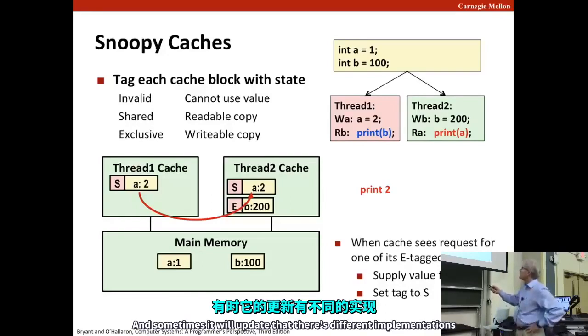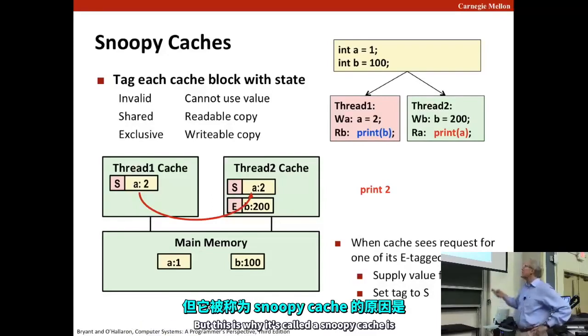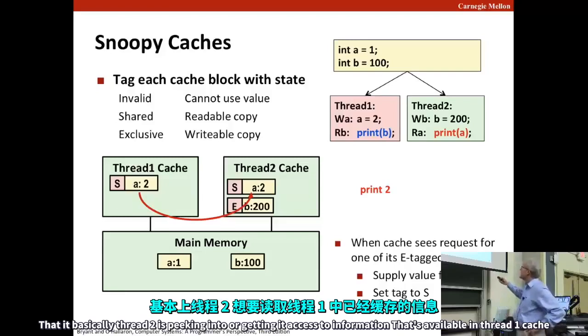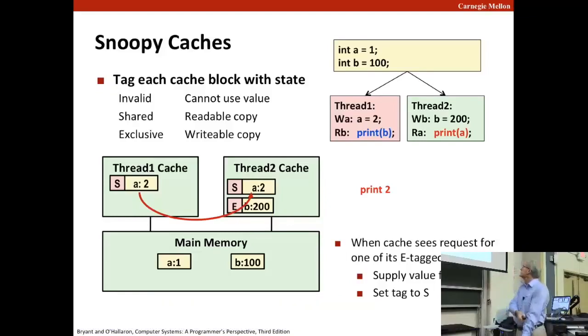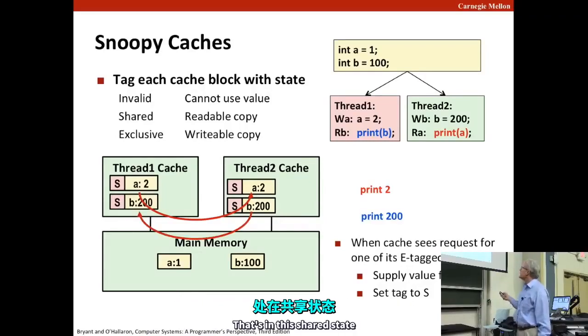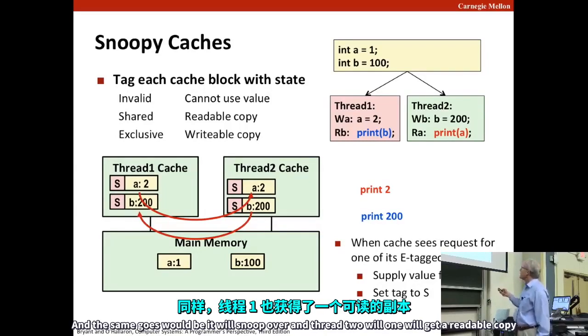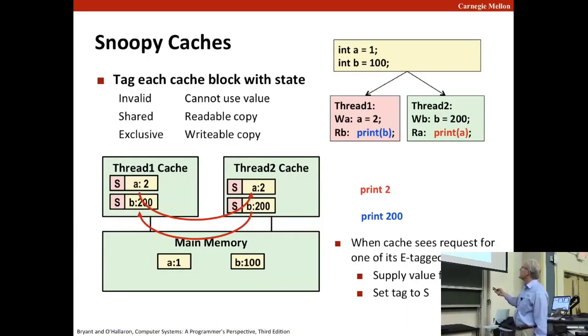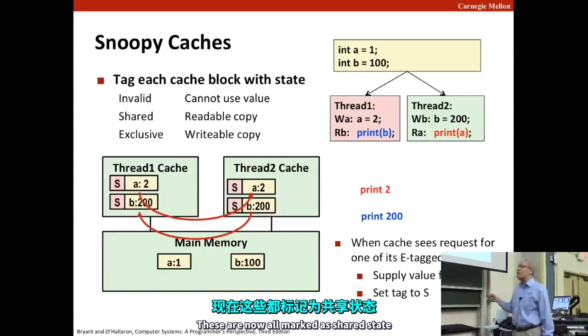There are different implementations. But this is why it's called a Snoopy cache: thread 2 is peeking into, or getting access to, information that's available in thread 1's cache. So now thread 2 will correctly get a copy of A that's in the shared state. The same goes with B. It will snoop over, and thread 1 will get a readable copy. These are now all marked as shared state.